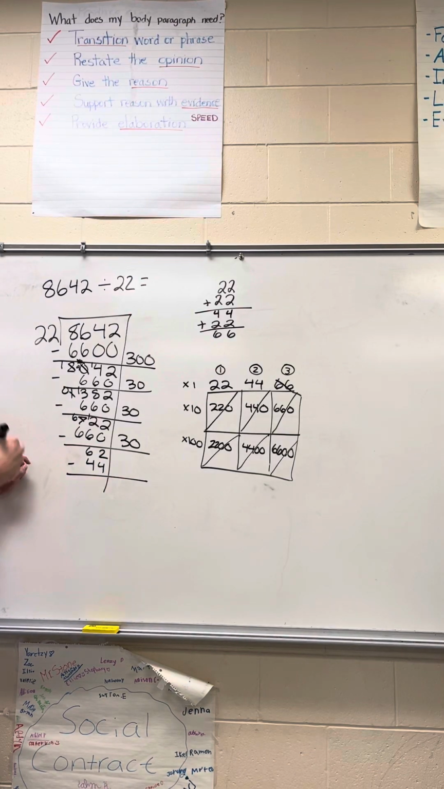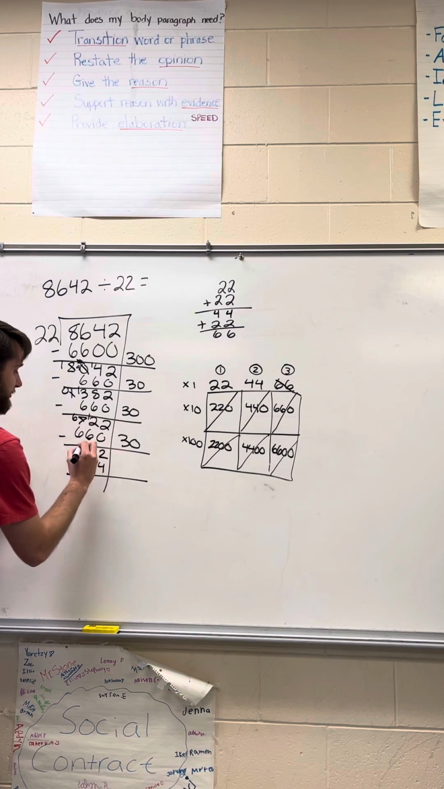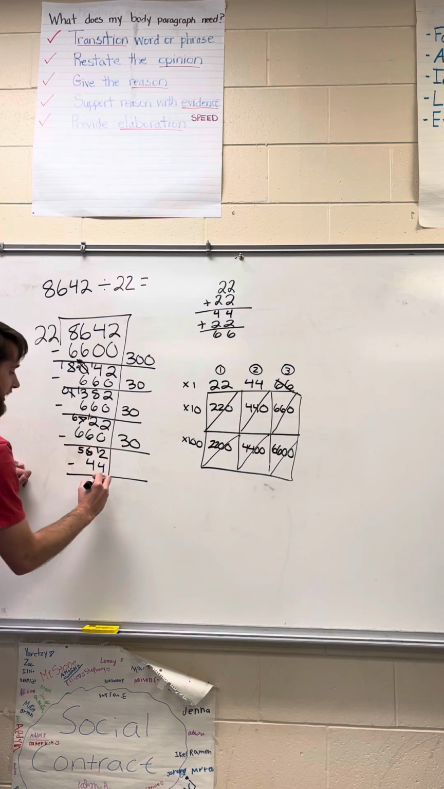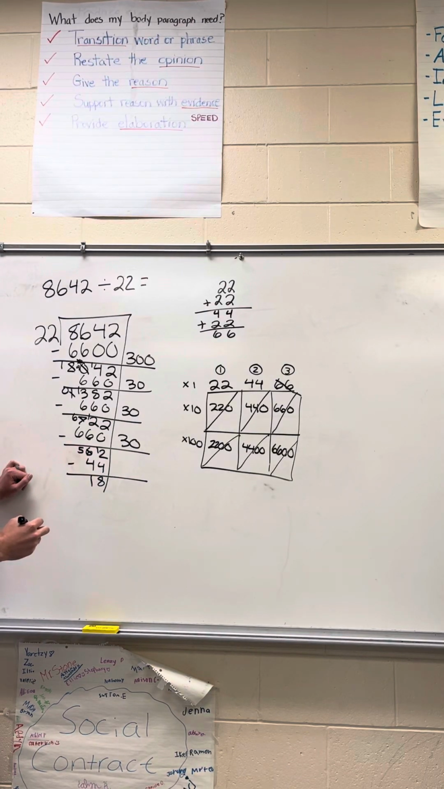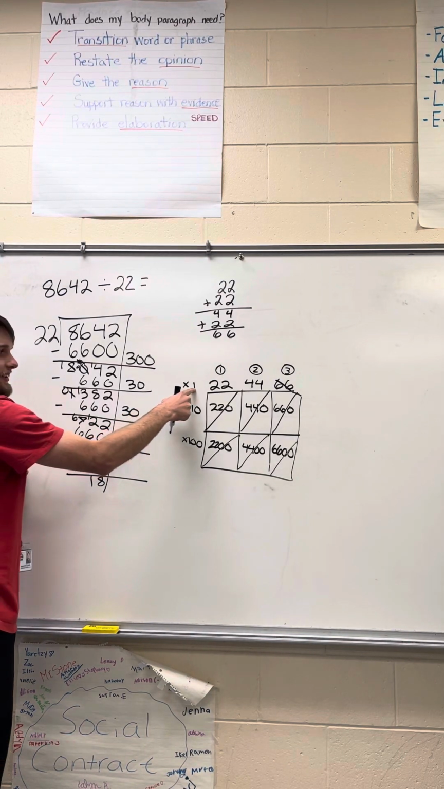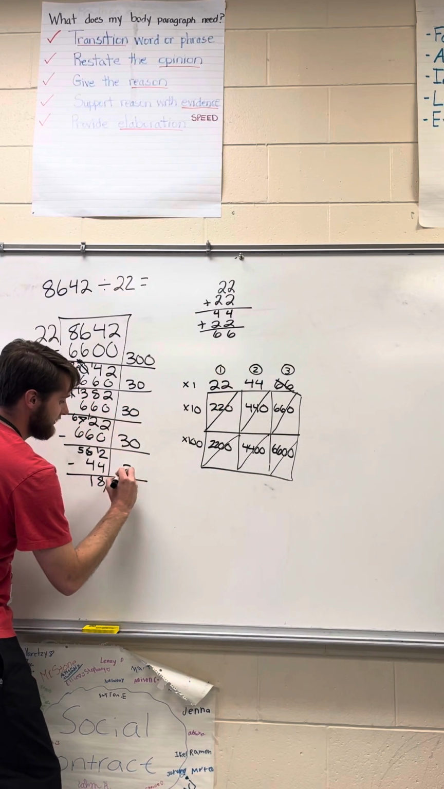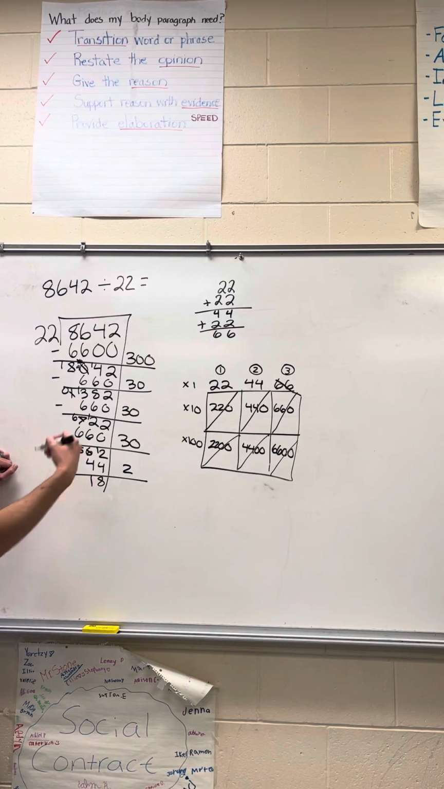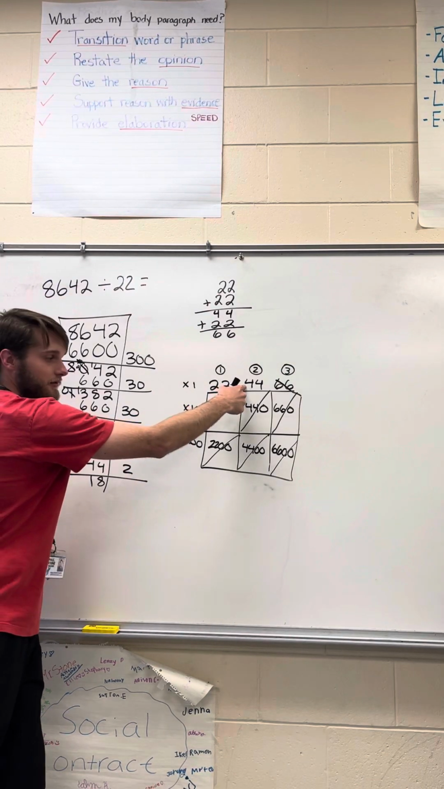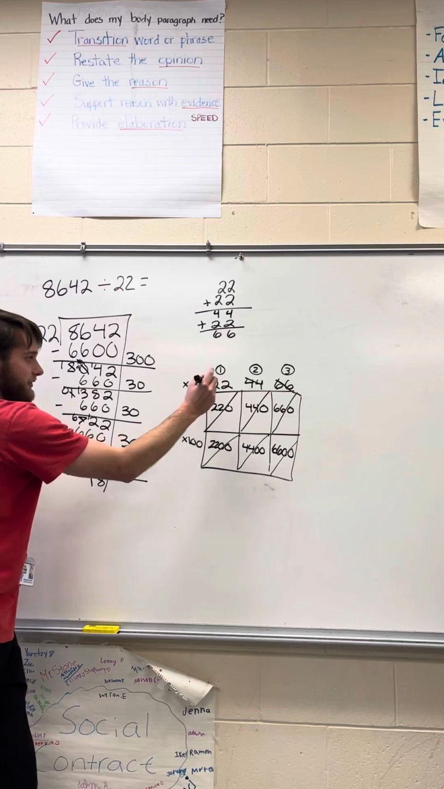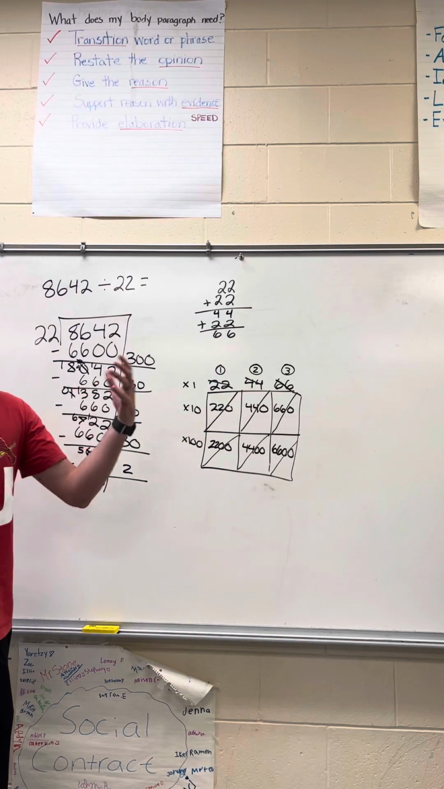2 minus 4, I can't do that. That's a small number minus a big number. So let's go ahead and borrow from the 10's place. 12 minus 4 is 8. 5 minus 4 is 1. And I get 18. Okay, how do I get this number? Well, it's in my times 1 row in my second column. So 1 times 2 is 2. Okay, let's go through all of them still. Can I use this again? Nope. Can I use 22? Nope. That just means there's a remainder.